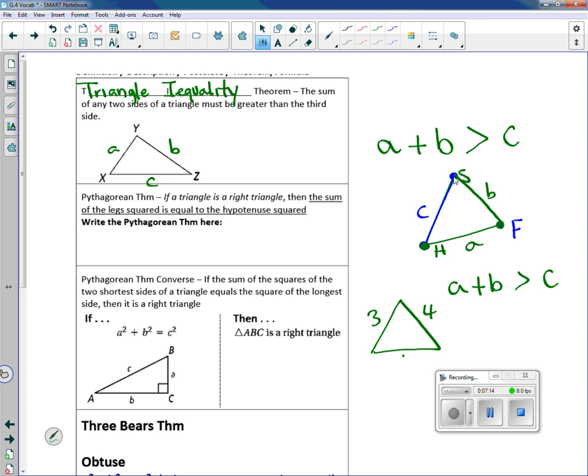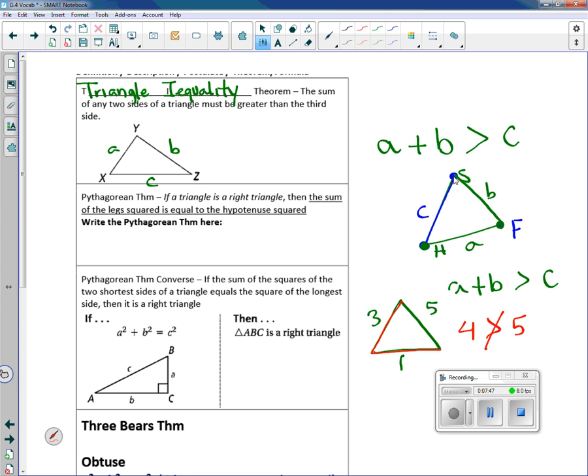Let's make that a 5. And we're going to ask, is that triangle possible? If I had a board that was 3 feet long, a board that was 1 foot long, and a board that was 5 feet long, could I actually build that triangle? I would argue no, because this side plus this side only equals 4. That is not greater than the third side. We'll discover that in greater detail when we get into the unit.